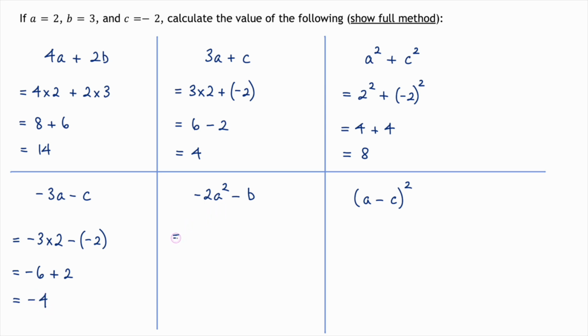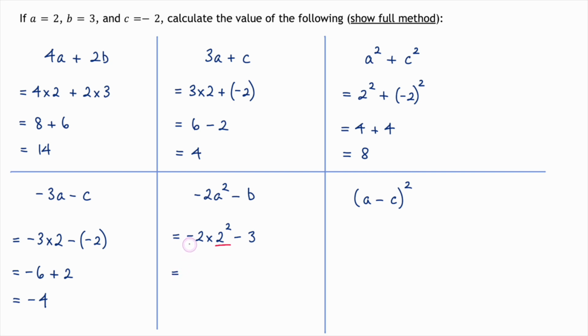Next question. We've got negative 2 multiplied by a squared. Well, a is 2, so it's 2 squared, minus the b value, and b is 3. So we're going to follow the rules of BODMAS here. We deal with any brackets and then any powers. Well, I've got a power here, 2 squared. So that's the bit that I'm going to do first. That's the first calculation.